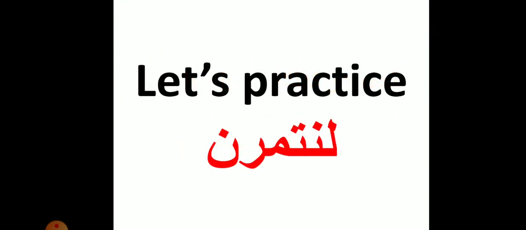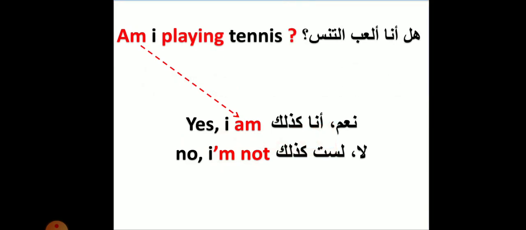Let's practice. Am I playing tennis? You see here we have the auxiliary verb to be in the front. It is moved to the front. Okay, and then the subject and then the present participle. Yes, I am. No, I'm not. Am I playing tennis? Yes, I am. No, I'm not. In the answer we use the auxiliary verb to be.